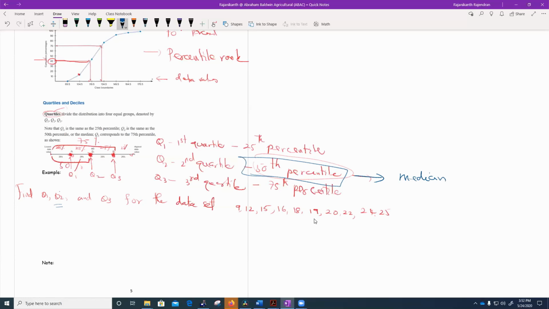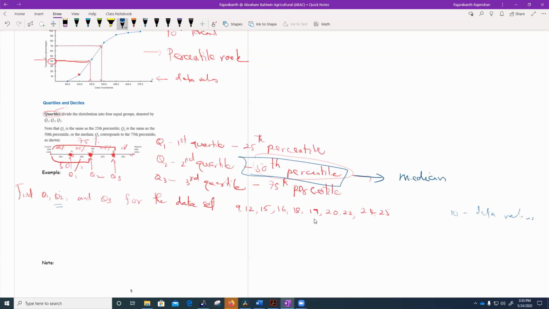So we already have discussed the median. Median will divide the data into two equal pieces. Remember, I have 10 data values, and 10 is an even number. Therefore, you will find two middle numbers. So we know how to find the median. We already have discussed this.